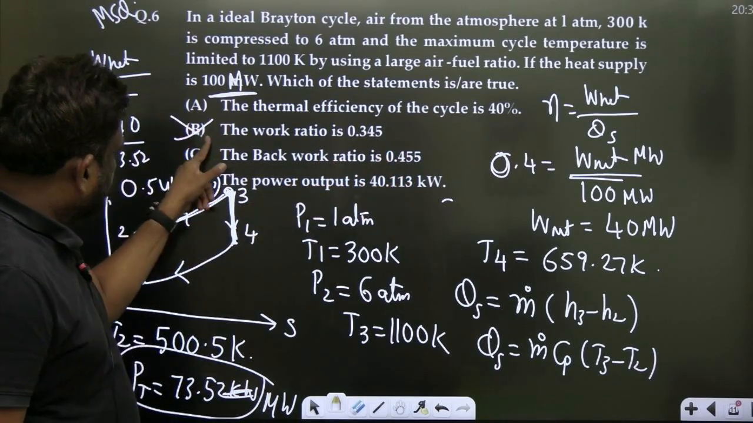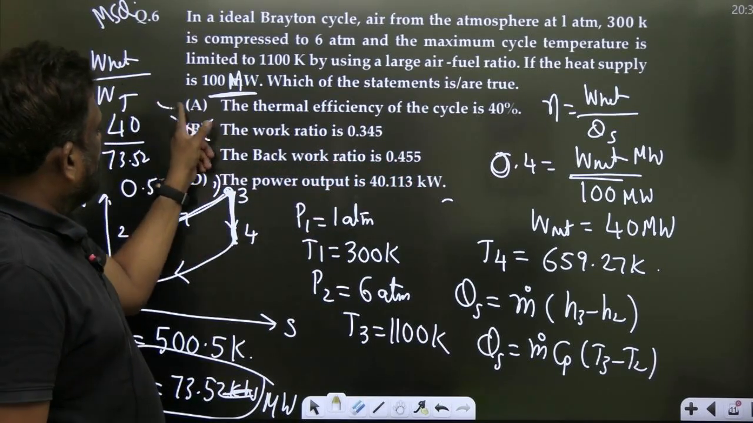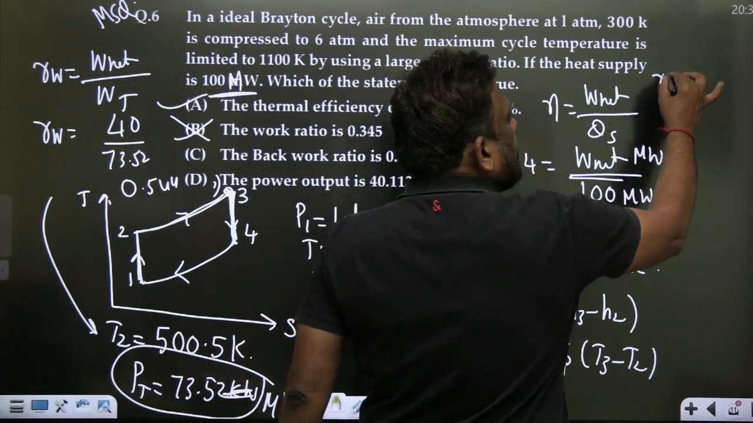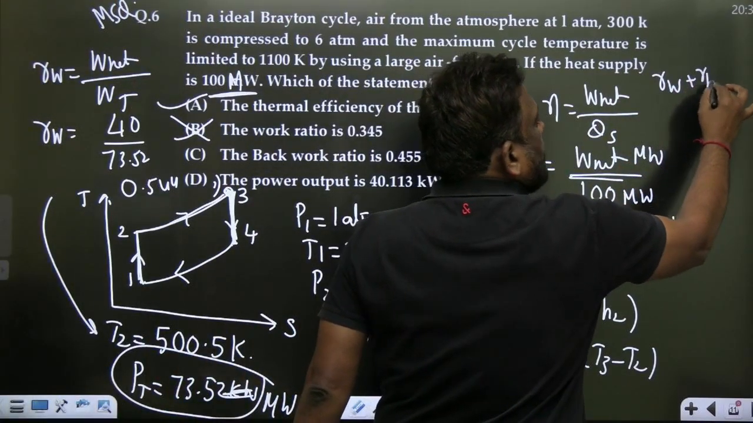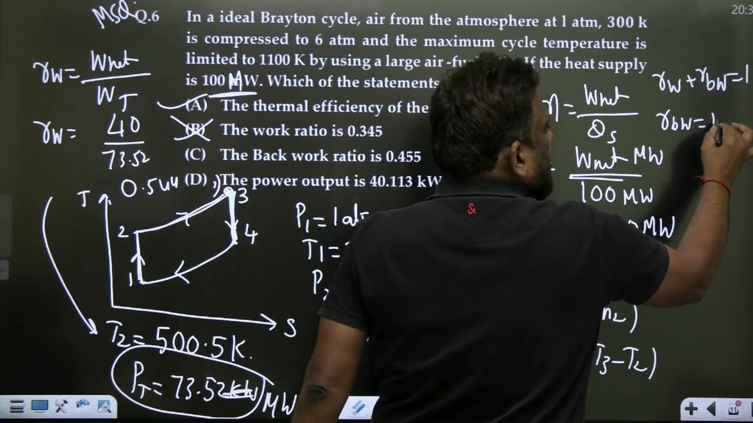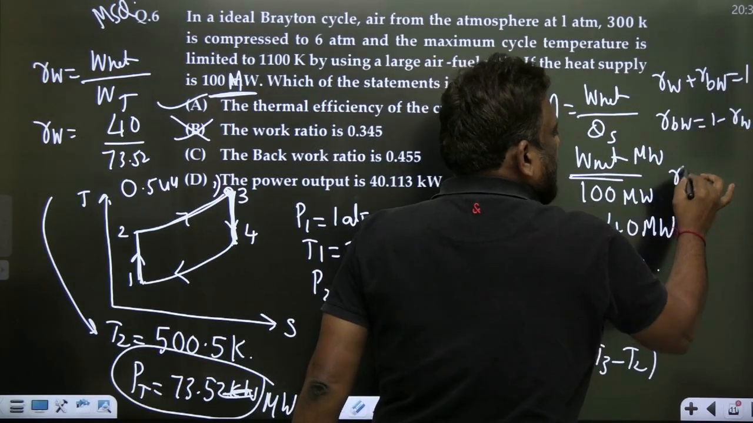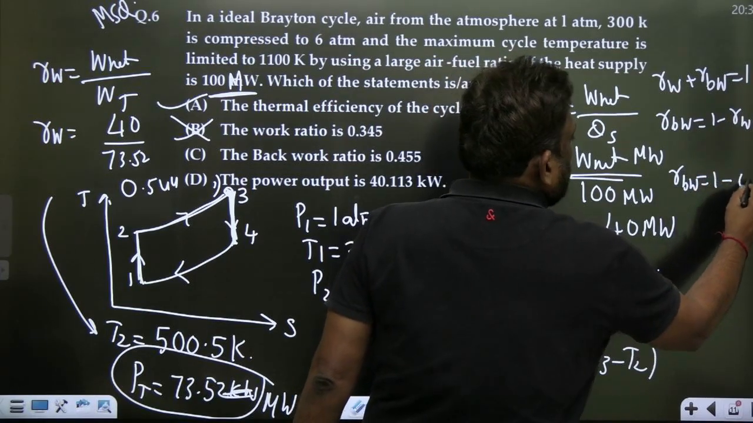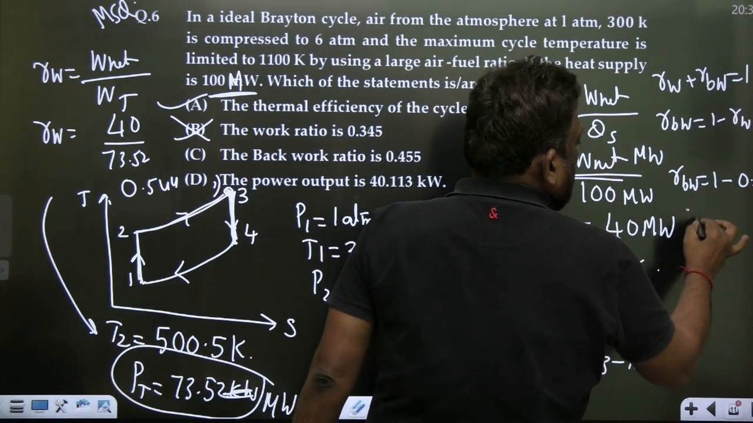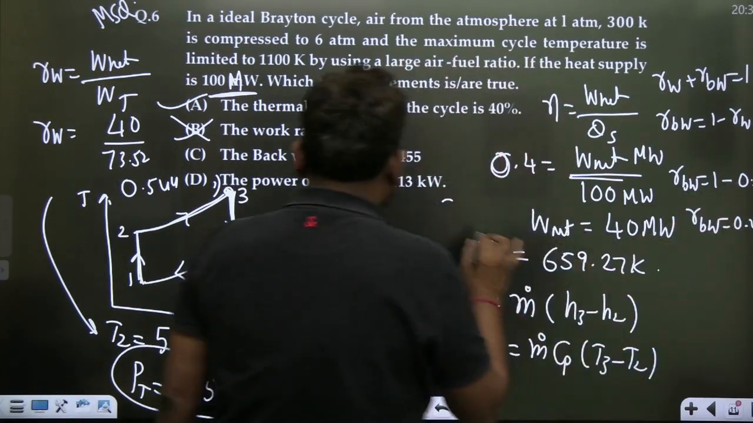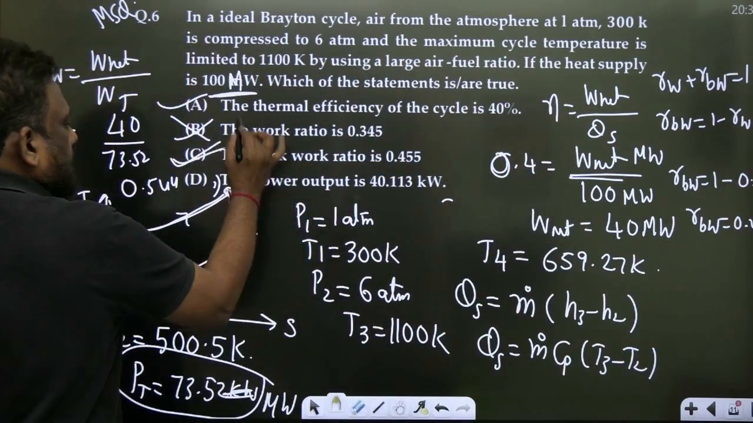The work ratio is 0.345. It is wrong. The efficiency of the cycle is 40%. It is correct. Back work ratio: everyone knows work ratio plus back work ratio is equal to 1. So back work ratio is 1 minus work ratio. The work ratio is 0.544, so from here you get back work ratio as 0.455. Yes, back work ratio is correct.